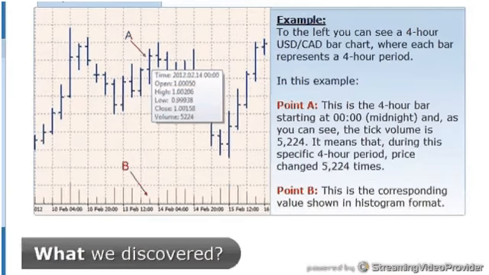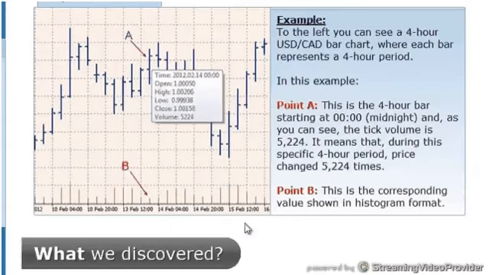Here we've got a USD CAD 4-hour bar chart. Each bar here represents a 4-hour period. And in this case, it's for USD CAD. In this specific bar chart, we got label A here. You can see that this specific bar started at 0000, which is midnight. Now, as you can see, the tick volume here at midnight was 5,224. That means that during this specific 4-hour period, price changed 5,224 times. Now, at point B, there's a corresponding value shown in histogram format, and you can access this in MetaTrader very easily to verify this. So that's what tick volume is.